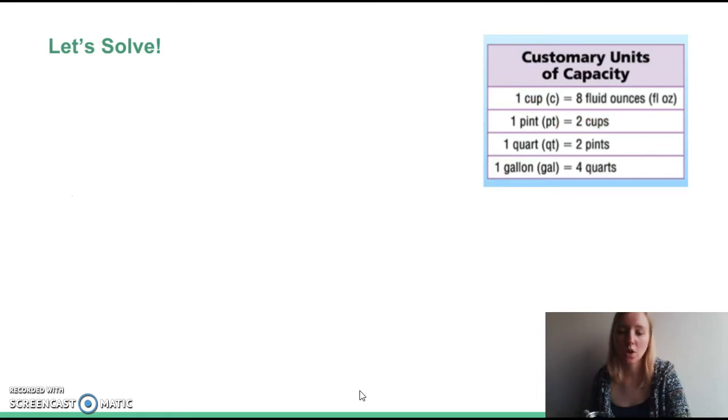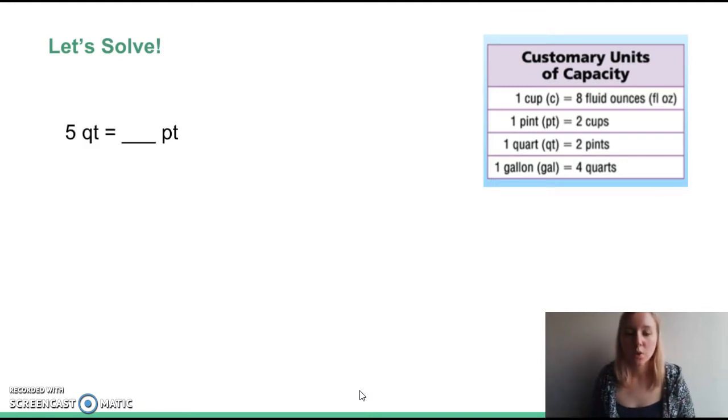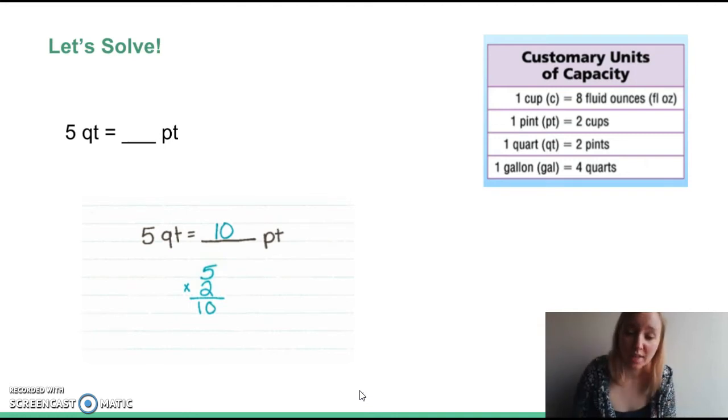All right, let's go ahead and solve. Pause it after the equation, and then we'll go over the answers. All right, so our first one is 5 quarts equals how many pints? Make sure you use your chart. All right, did you get 10 pints? If you did, awesome job. If you didn't, let's go ahead and talk about it.